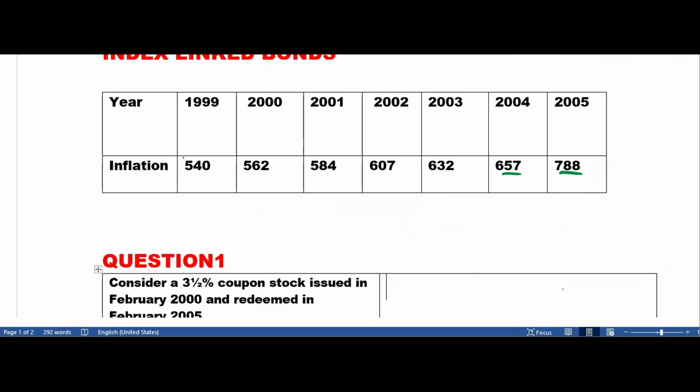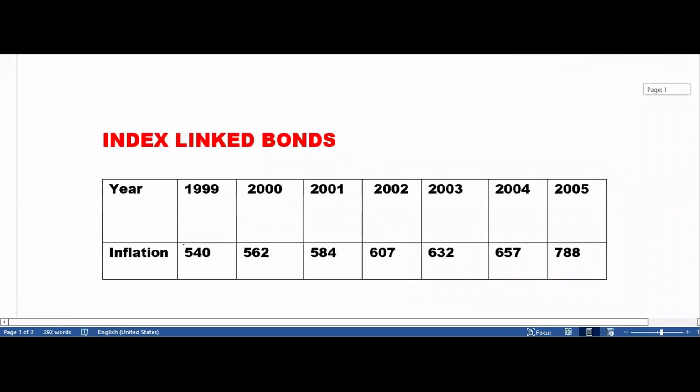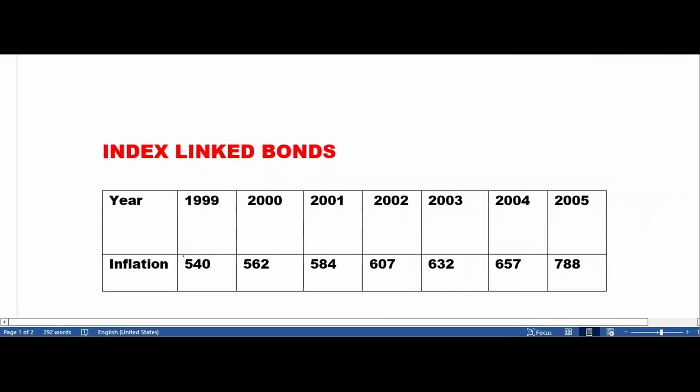I want to write both the equations of index linked bond. I will not bring bonds here. So I would like you to answer here only. How can you write very quickly, easily in the exam?